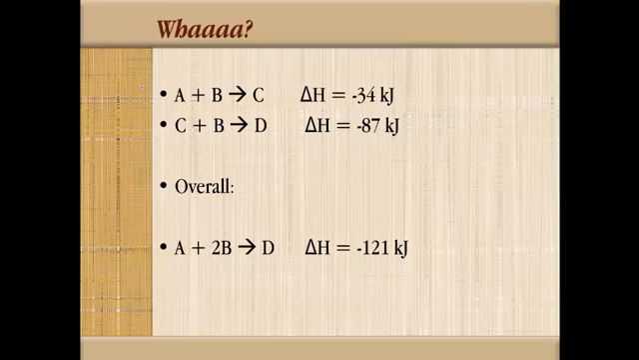So here's an actual chemistry example of Hess's law. This is basically a two-step process. Here's step 1 and here's step 2. Step 1 says A and B turns into C, and that has a delta H of negative 34. Step 2 says then C and B turns into D, and that has a delta H of negative 87.